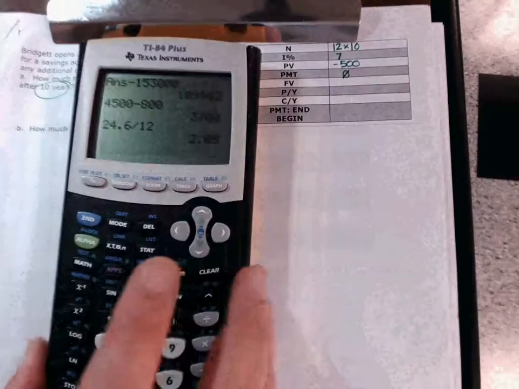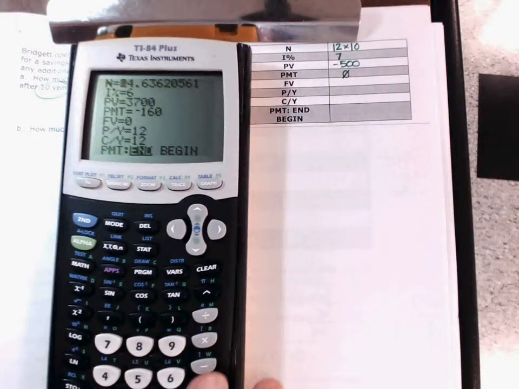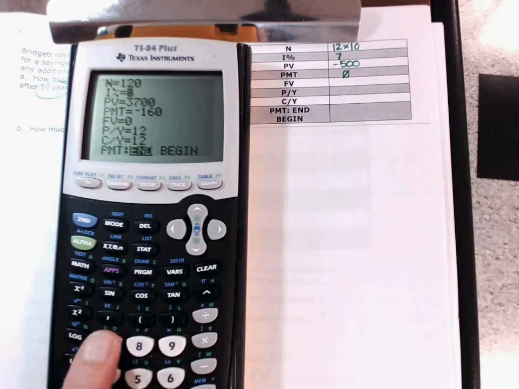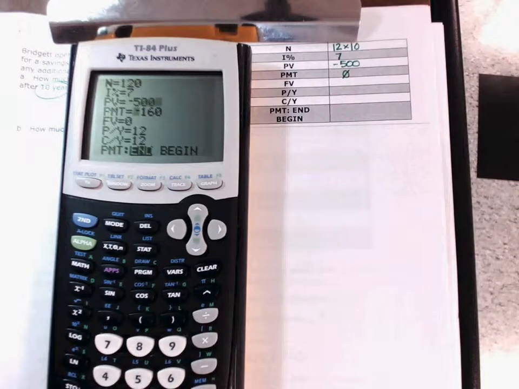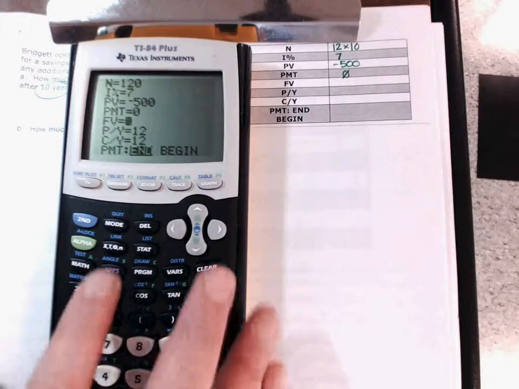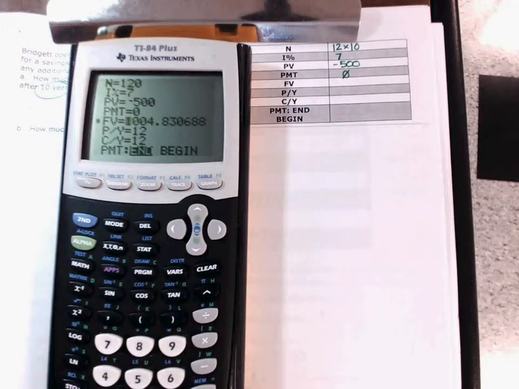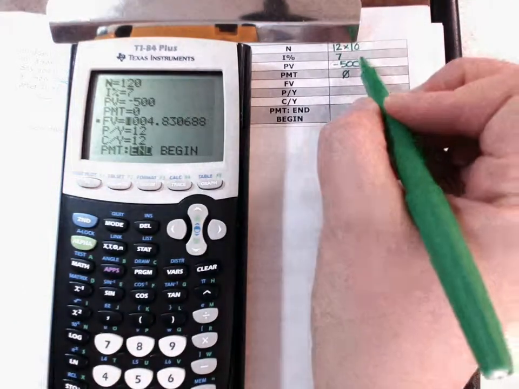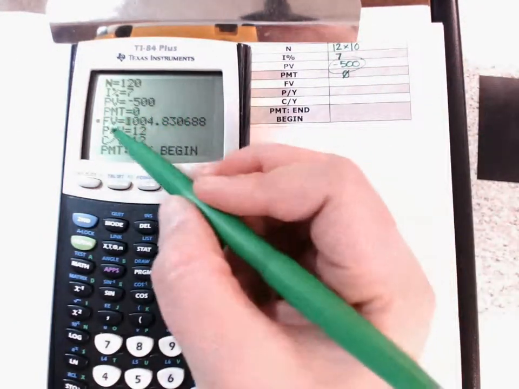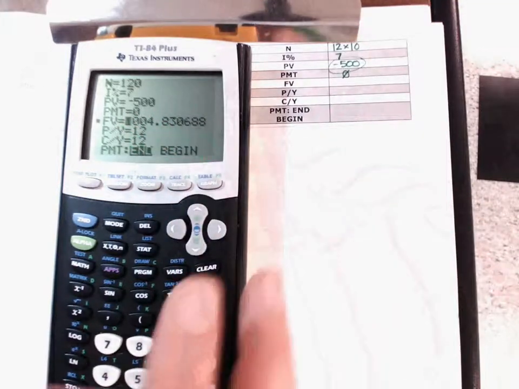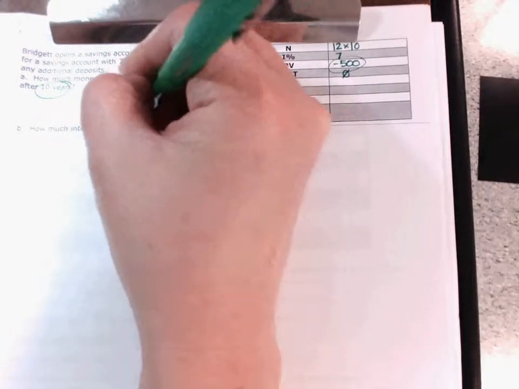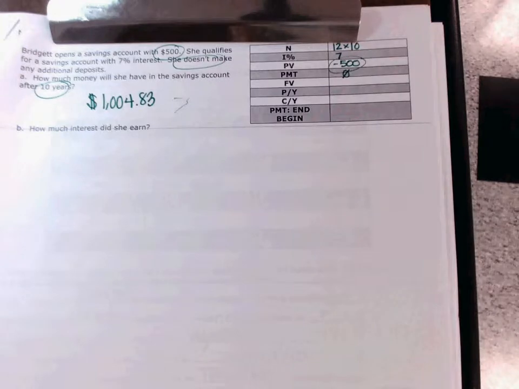So let's see what we get. App Center, enter. 12 times 10 up here at the top. 7% interest. Negative 500 is what she opened the account with. She will not be making any payments, and then we're solving on our future value. So it looks like her $500 will turn into about $1,000. So 1,004.83.